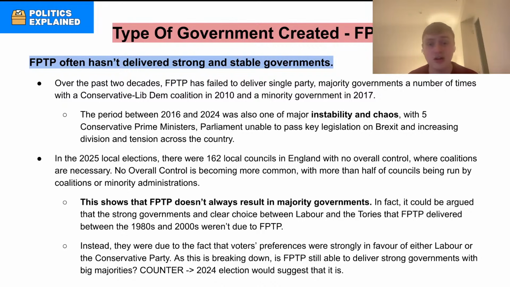And yeah, first past the post doesn't always result in majority governments. We also saw that in local council elections. And you could argue first past the post doesn't create strong governments. The only reason you've had strong governments was not due to first past the post, but because voters' preferences were strongly in favour of either Labour or the Conservative Party over the past 50, 60 years. But now that's not the case, and minor parties like Reform are becoming a lot more successful. First past the post may no longer be able to deliver strong governance.